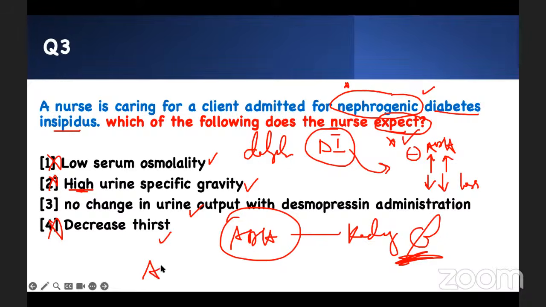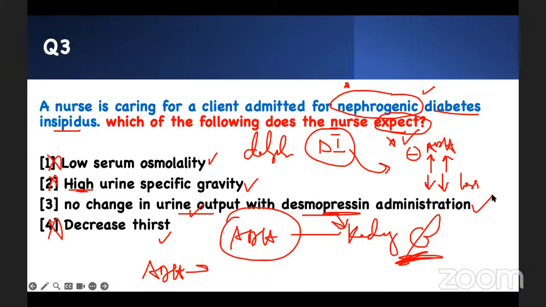Then you say, well, if you have diabetes insipidus and I give you desmopressin, your urine output should decrease. But I told you, with nephrogenic diabetes insipidus, if you give desmopressin or ADH, the kidney cannot see it. So yes, no change in your urine output with nephrogenic diabetes insipidus. So this is the right answer. It's a test-taking strategy, a thinking question. And that is the only way you'll be able to answer the question.